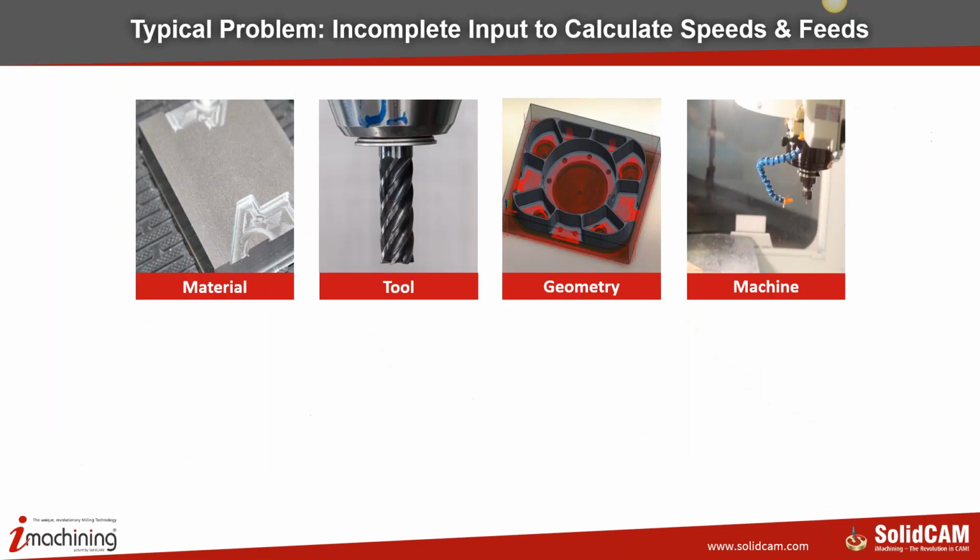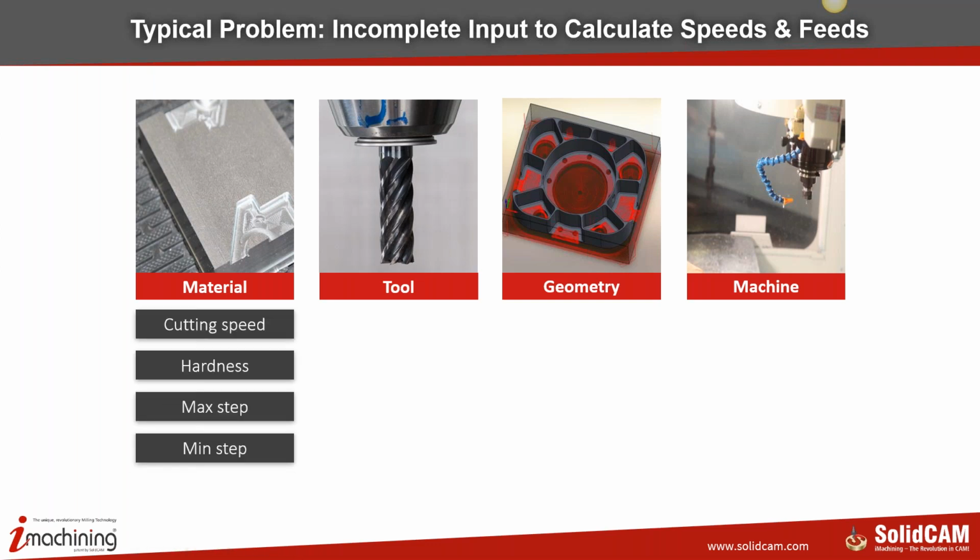So you have the material, the tool, the geometry, and the machine. But within the ambit of material, tool, geometry or machine, there are several other things that need to be taken into account when you're generating the cutting conditions, or parameters, as we call them. From the material side, we have cutting speed. What is the maximum cutting speed this material can handle? What is the hardness of this material?